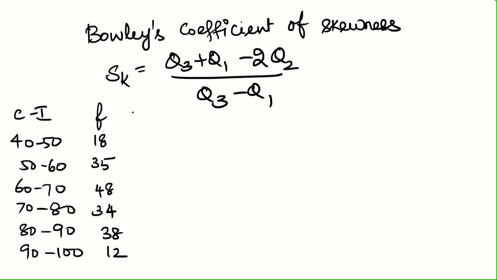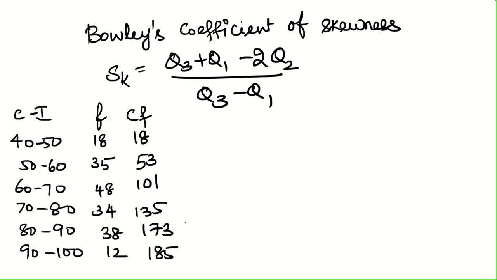Now let us go for calculating the cumulative frequency. The cumulative frequency values will be 18, then 53, 101, 135, 173 and 185. So the sum of the frequencies is equal to 185.